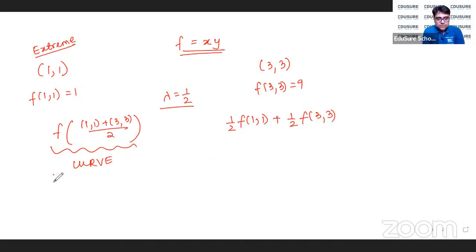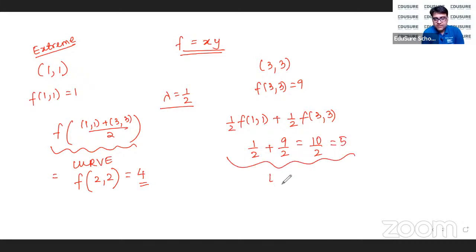ठीक है, so this will be f of 1 plus 3 is 4, 4 by 2 is 2, so f(2,2) will be 4. So curve का value is 4. ठीक है, इसका क्या वैल्यू होगा? 1 by 2 plus 9 by 2, 10 by 2, which is 5. So this is representing the line. Line का वैल्यू is greater than the curve. Line का वैल्यू है 5, curve का वैल्यू है 4. Line greater than the curve मतलब कि ये concave नहीं है.